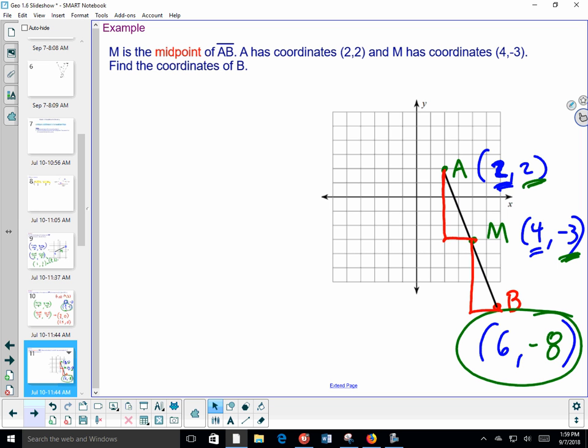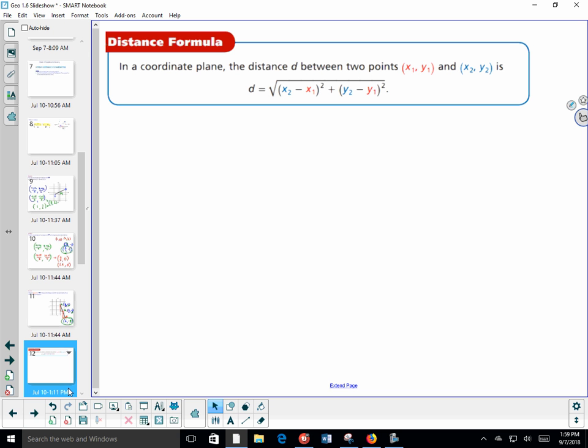Okay, all right. So let's talk about the distance formula now. In a coordinate plane, the distance d between 2 points, (x1, y1) and (x2, y2), is given by this formula. Have you seen the distance formula before? I've seen it before. Have you used the distance formula before? No. Okay, this is so exciting. Such an exciting day.